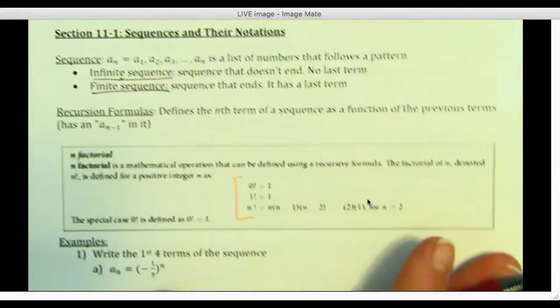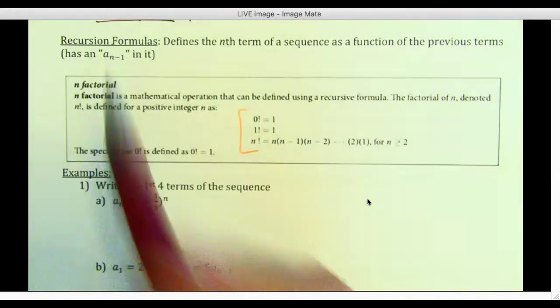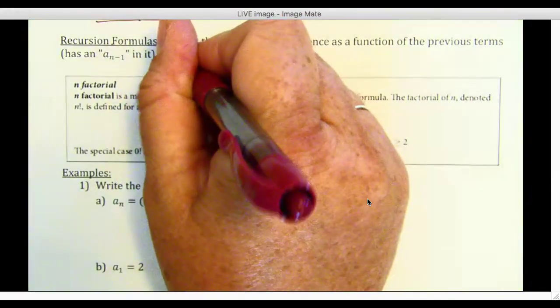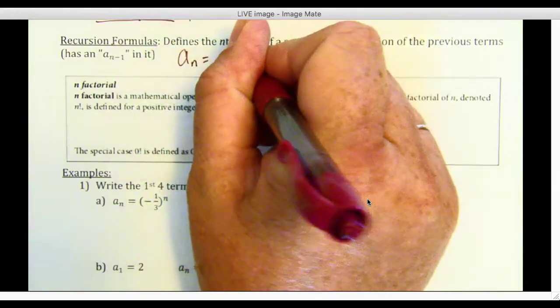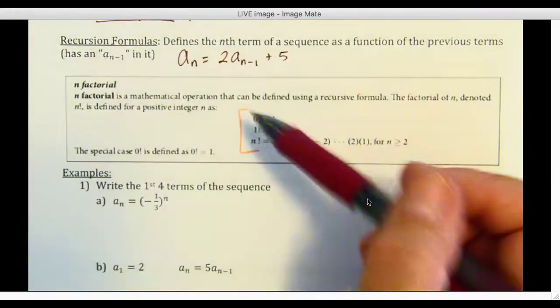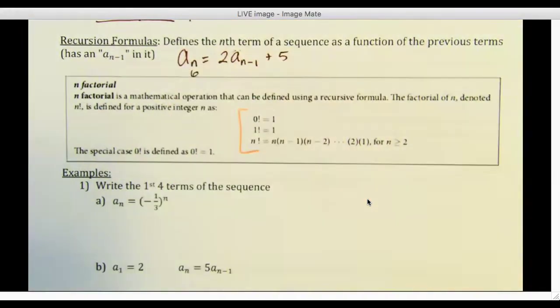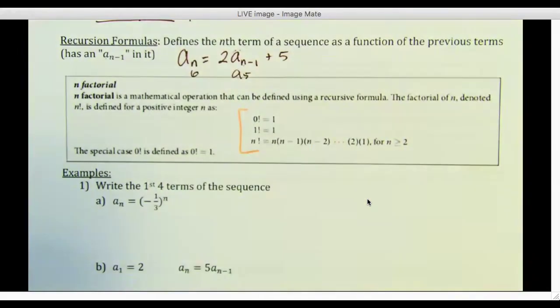There are also two types of formulas, recursion formulas and explicit formulas. A recursion formula has an a sub n minus 1 in it. We need the term before in order to find the next term. So for example, you might have something that says a sub n is equal to 2 times a sub n minus 1 plus 5. This would be using the term before. If I wanted to find the sixth term, then 6 minus 1 is 5. I would need a sub 5, the fifth term, in order to find a sub 6.